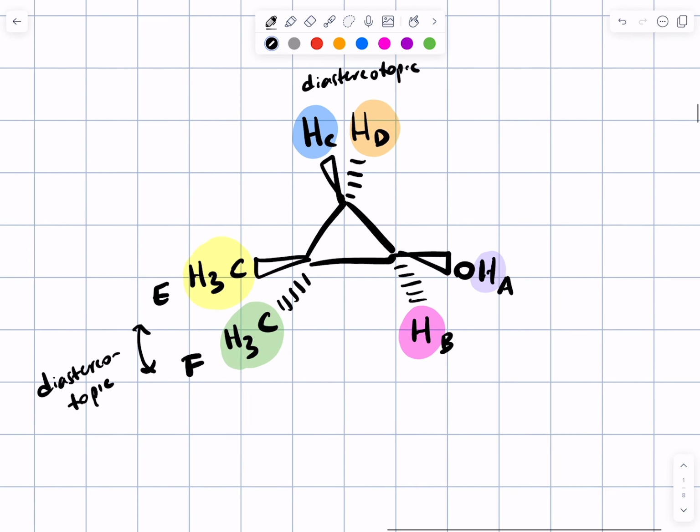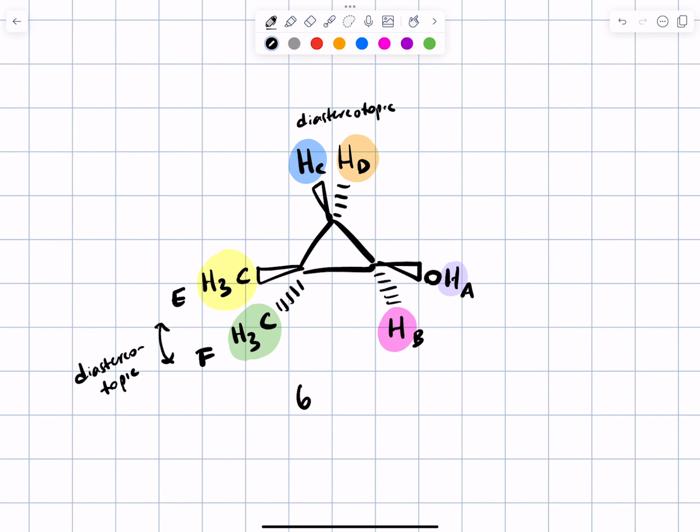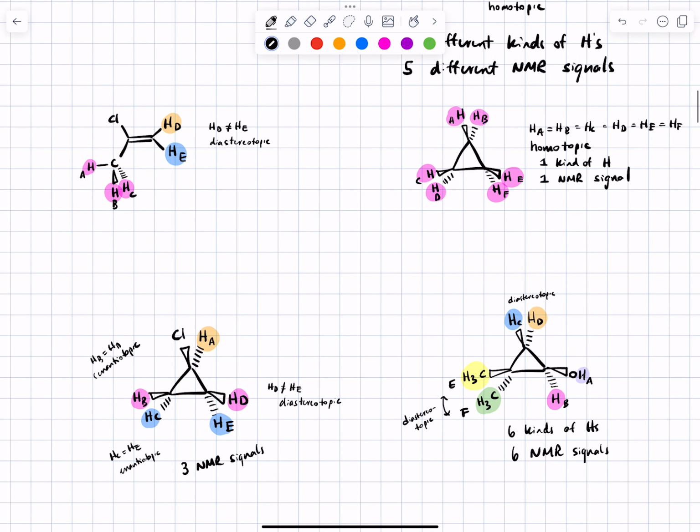Are diastereotopic. So therefore, I expect to see 1, 2, 3, 4, 5, 6 kinds of protons. Six NMR signals. Okay, so that skill of identifying which protons are different from each other versus identical is really important, and it's something that you should work at.